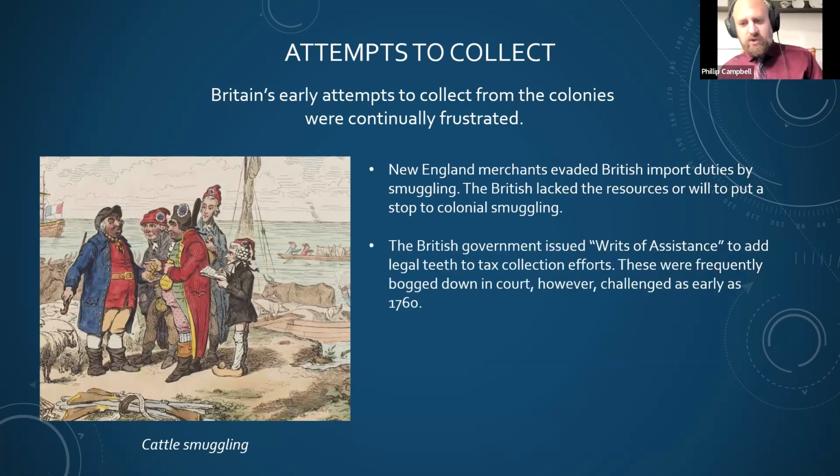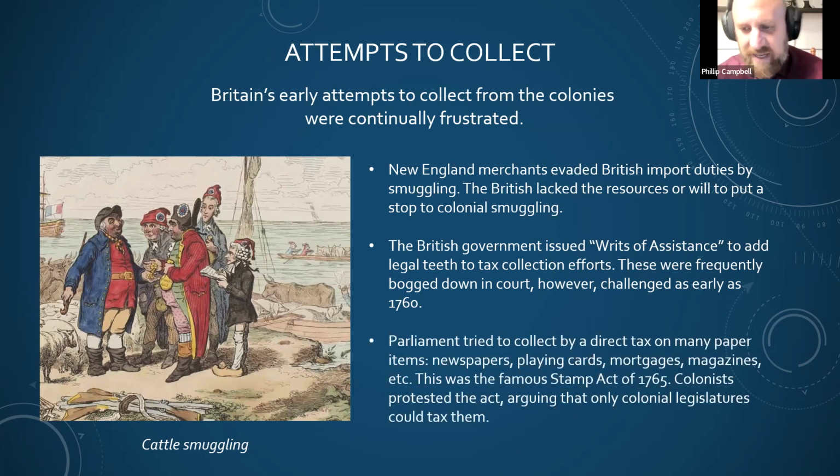The British government issued writs of assistance to add legal teeth to tax collection efforts. Writs of assistance were basically special judicial decrees allowing tax collectors to enlist the services of local law enforcement to try to aid in tax collection. But these were frequently bogged down in court. They were the subject of frequent lawsuits, challenged almost as early as 1760, before the war was even over. So these proved ineffective and of dubious legality.